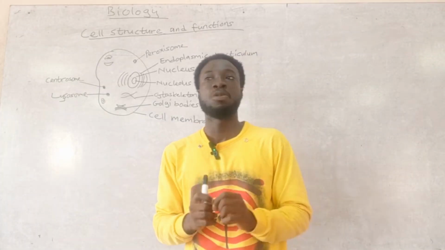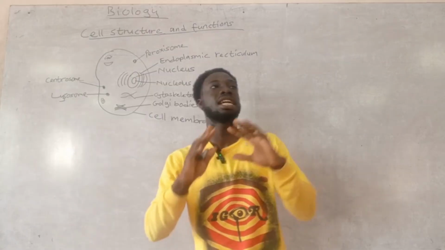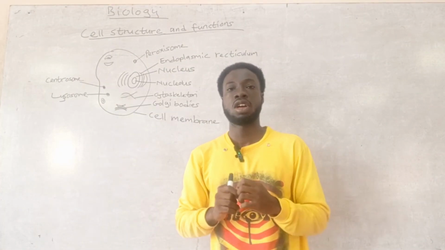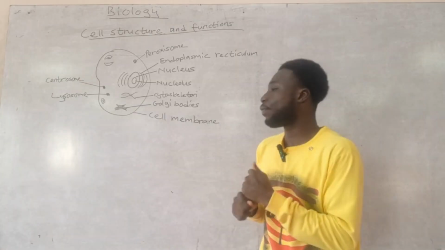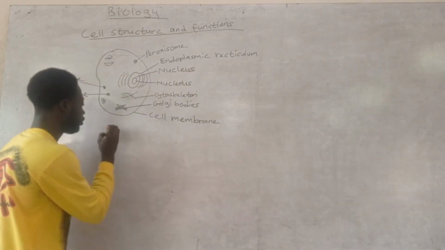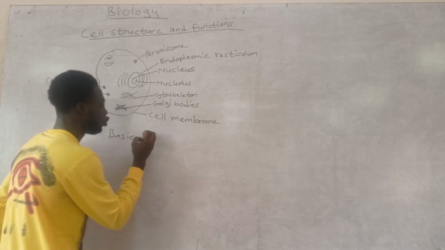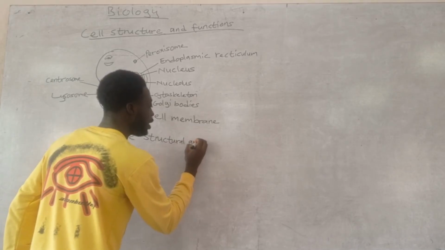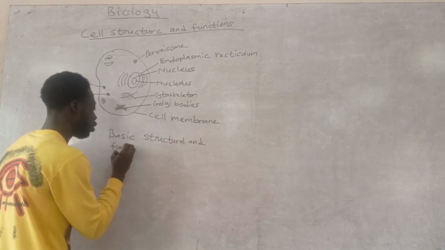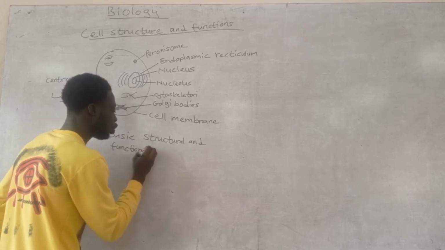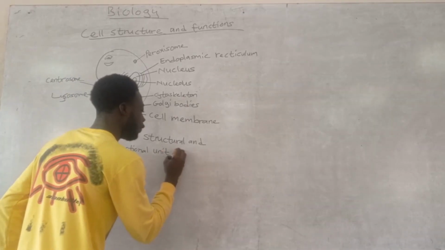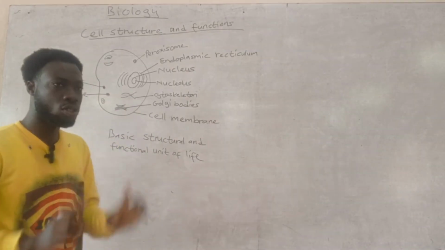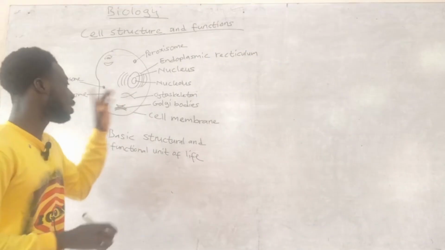Please, this must be noted. When you talk of the cell, when you take the living organism, for instance, without the cell, the living organism cannot survive. So we see that the cell is the basic structural and functional unit of life. So without this cell, living organisms cannot survive. So living organisms depend on this cell.